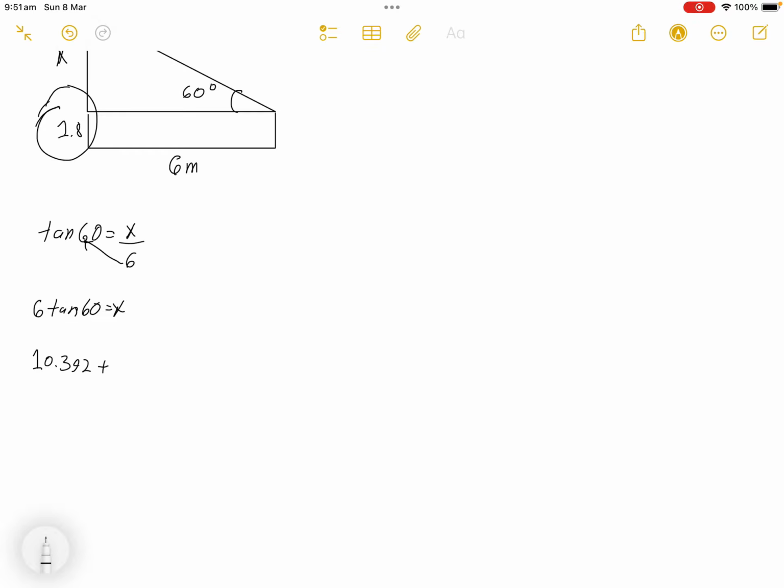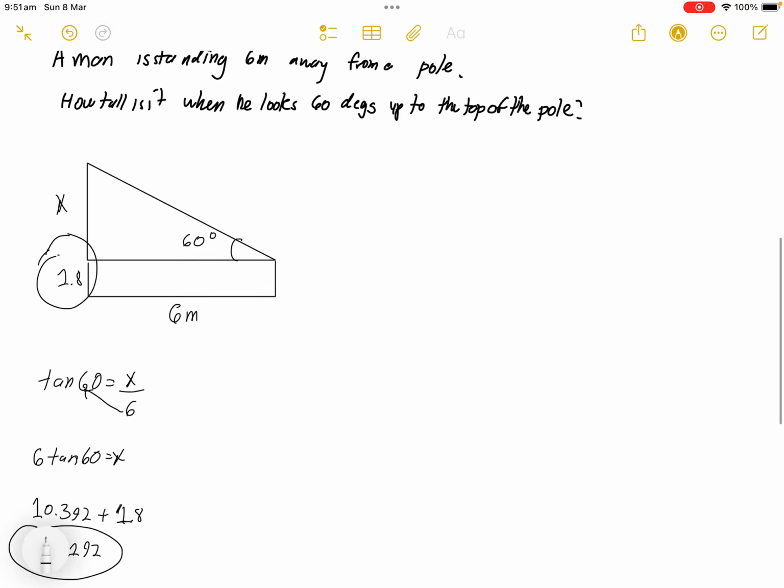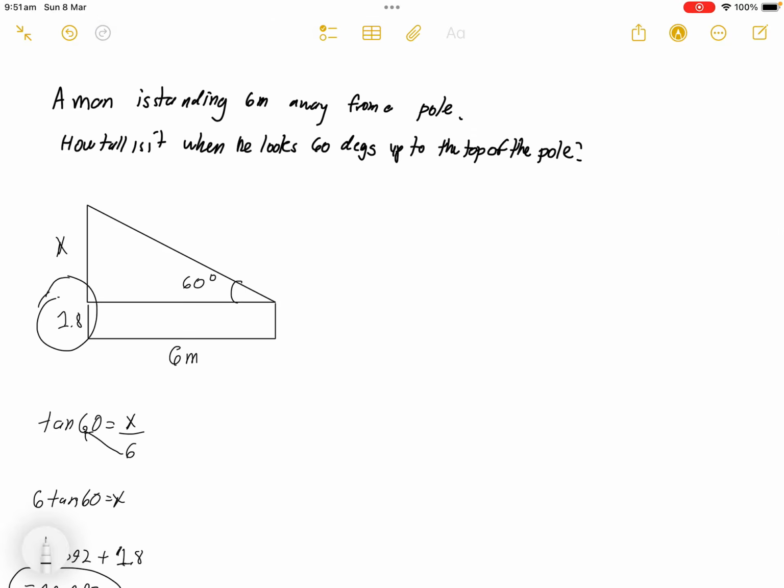Now add that to the man's height, and that's going to give you 12.192, and that's your final answer. Now we're finally done with the example.